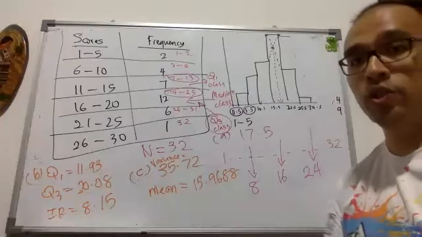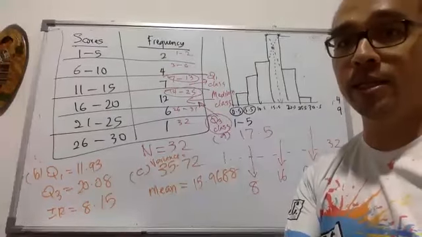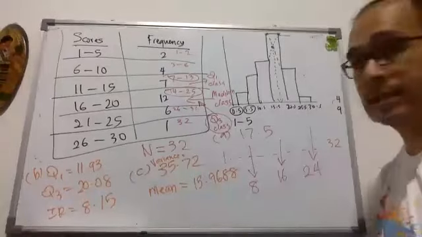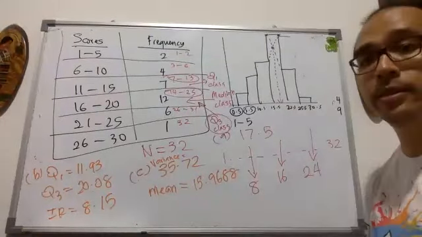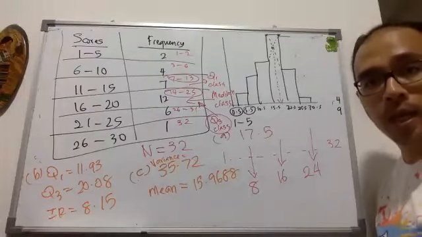All right. It's strange that the median class is also the same as the third quartile class, but it's not impossible. Okay.